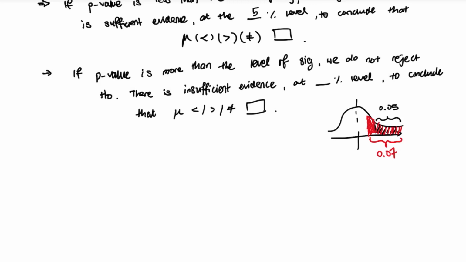It shows that there is insufficient evidence at this level to prove that we can reject this null hypothesis. If it's more than that, we cannot reject, because this red shaded area shows that there is a lack of evidence, as it is not part of the shaded area, to prove that this null hypothesis has to be rejected. There will be a need for further tests at maybe a larger level of significance instead. So this is how we will answer the question.